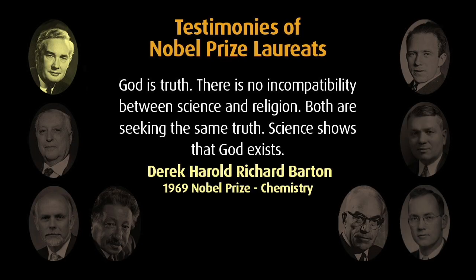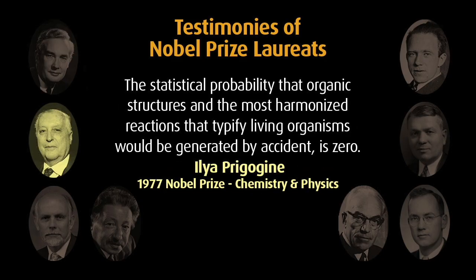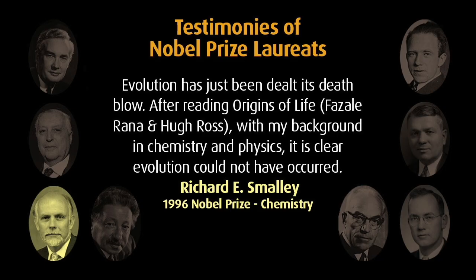That's why they received the Nobel Prize. Derek Harold Richard Barton, who won the Nobel Prize in 1969 for chemistry, said, "God is truth. There is no incompatibility between science and religion. Both are seeking the same truth. Science shows that God exists." Ilya Prigogine won the Nobel Prize in 1977 for chemistry and physics. He said the statistical probability that organic structures and the most harmonized reactions that typify living organisms would be generated by accident is zero. Richard E. Smalley, who won the Nobel Prize in 1996 for chemistry, said evolution has just been dealt its death blow.